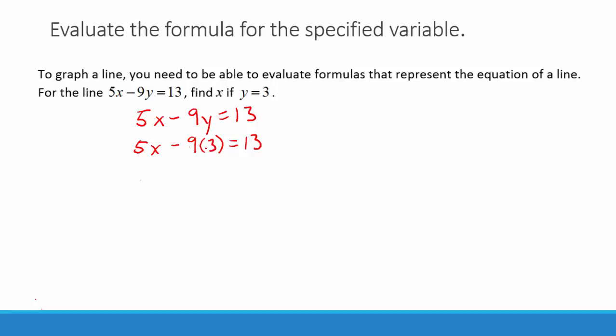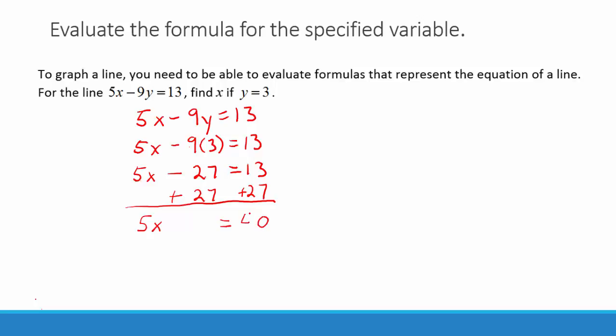Now we will solve for x. We have 5x minus 9 times 3 is 27 equals 13. We will move this negative 27 to the other side of the equation by adding 27 to both sides. On the left side, we're left with 5x equals 40. 13 plus 27 is 40.